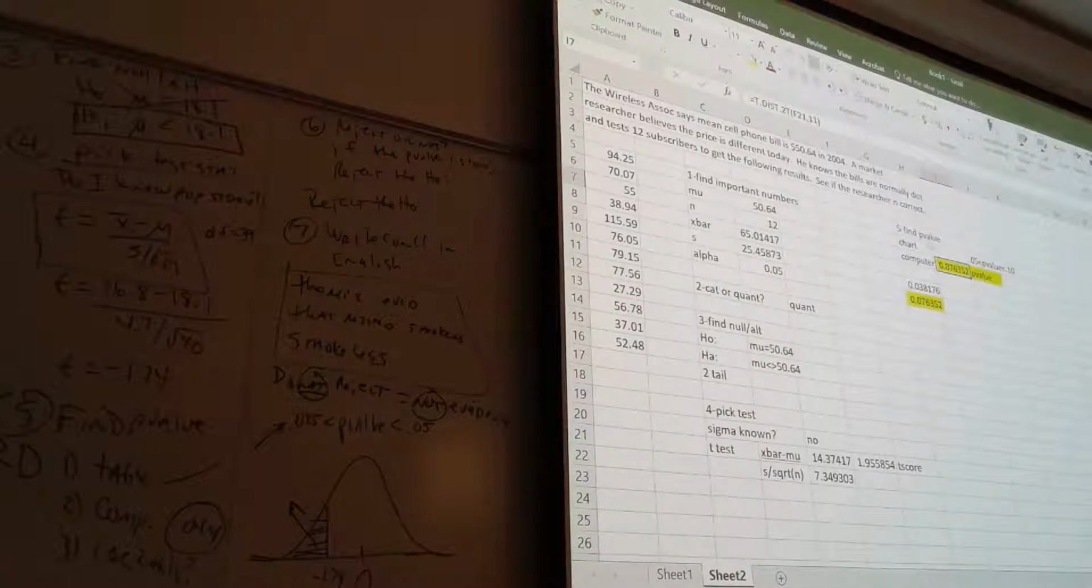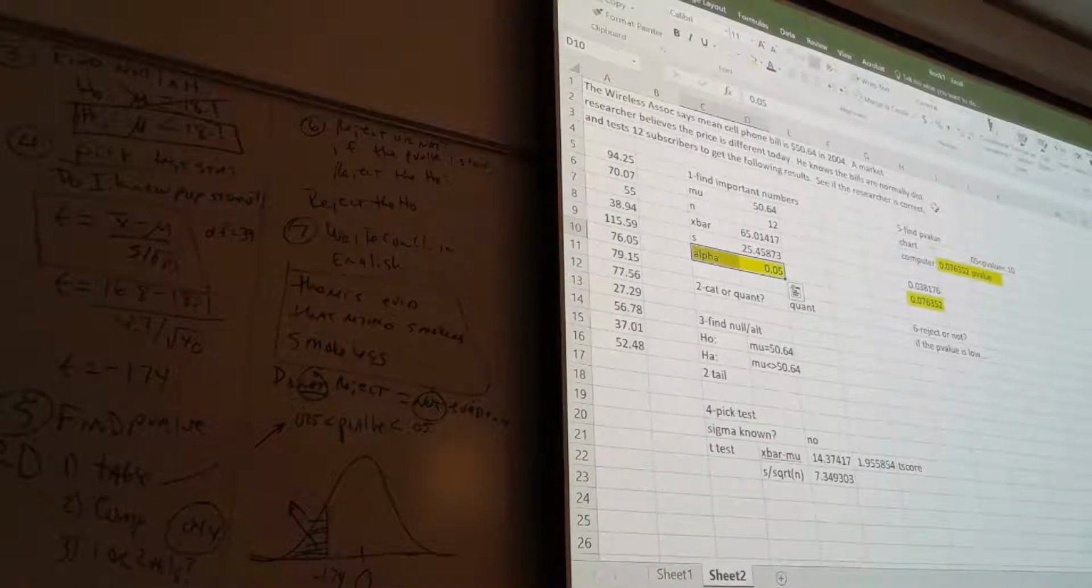All right, step number 6 is what, Emma? Reject or do not reject. So what's the phrase that pays? When the p-value is low, reject the null. Is my p-value low? What are we comparing my p-value to? Comparing it to my alpha, which is 0.05. Is my p-value low? No. It is not low.